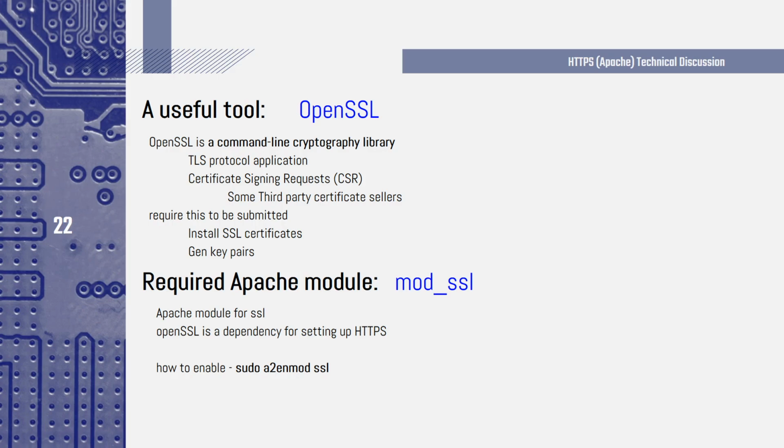Mod SSL is an Apache module that will be required to set up. OpenSSL is a dependency for setting up HTTPS. And if mod SSL is not enabled, here's the command.